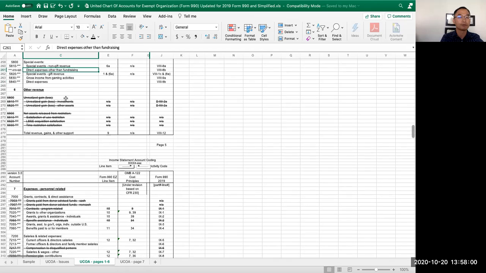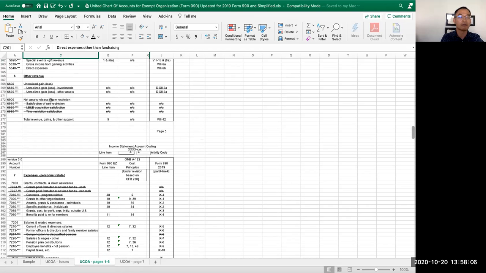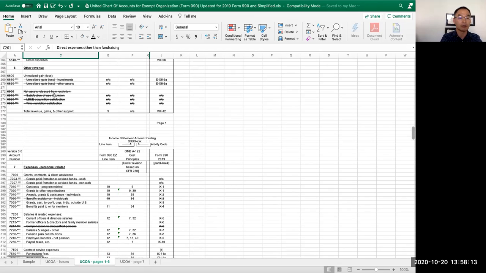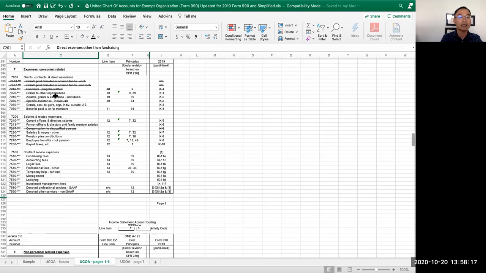Okay. And then I struck out these because they are rarely used. We really don't have much of that. But in case you use it, we can use it. If you have investments, you need to keep track of the unrealized gain or loss. The expense side, again, I simplified it. Grants to other organizations, grants to individuals.